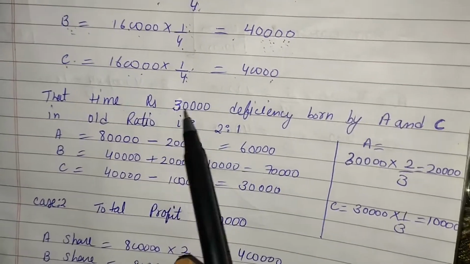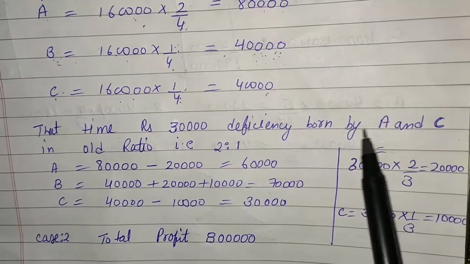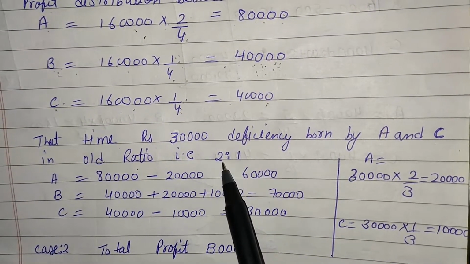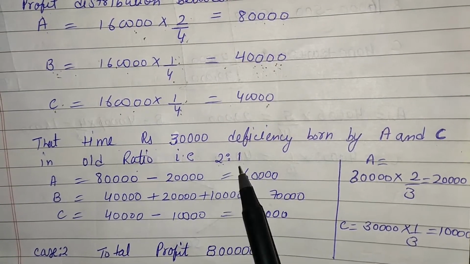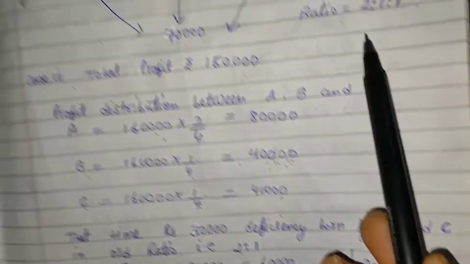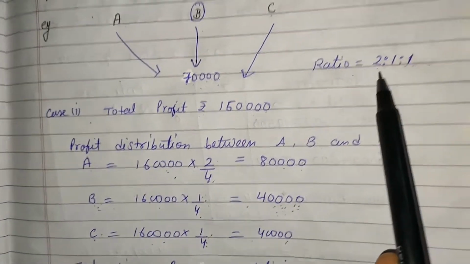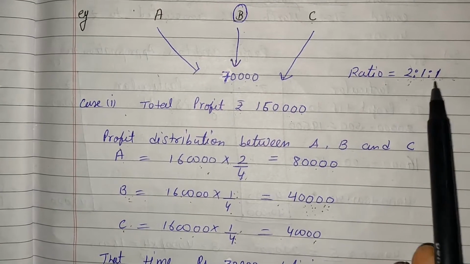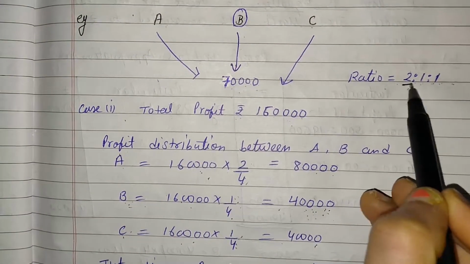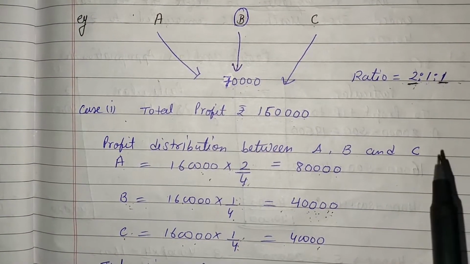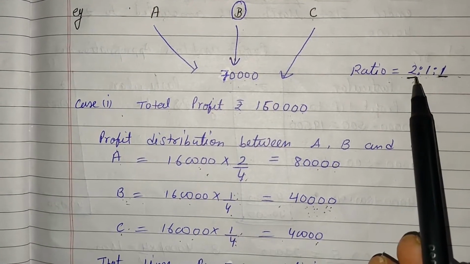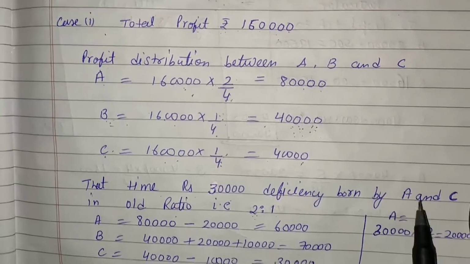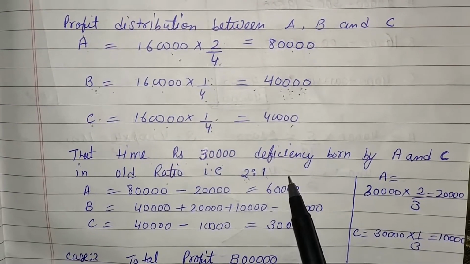That time, that rupees 30,000 is borne by A and C in the ratio 2 is to 1. How 2 is to 1? Because the old ratio is 2 is to 1 is to 1: 2 is A's ratio, 1 is B's ratio and 1 is C's ratio. Here A and C bear the deficiency, so the new ratio will be 2 is to 1. That 30,000 is borne by A and C in the ratio 2 is to 1.